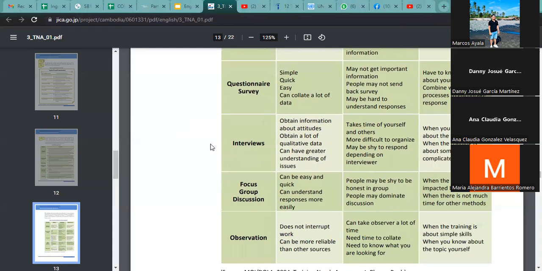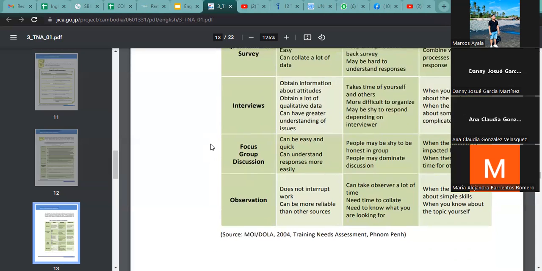Okay, let's continue. Okay, questionnaire survey. Simple, quick, easy, can collect a lot of data. Weakness, may not get important information. People may not send back survey, may be hard to understand responses. Have to know much about your topic first, combined with other processes to encourage response.